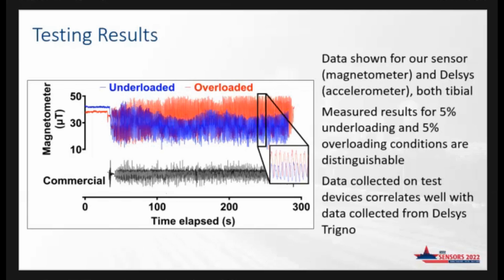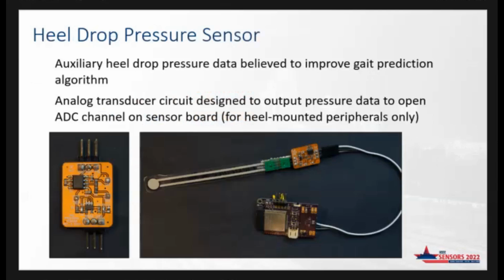And again, if it's enough to pull out the difference between over and underloading, then it should be sufficient to run our machine learning algorithm to provide that real-time biofeedback. So we wanted to try to feed an additional data stream that's not available in the commercial devices in order to supplement our machine learning algorithm and provide better biofeedback. We thought, what better way to do this than to measure the VGRF or a proxy for it directly? And so we looked at trying to measure heel drop force during walking.